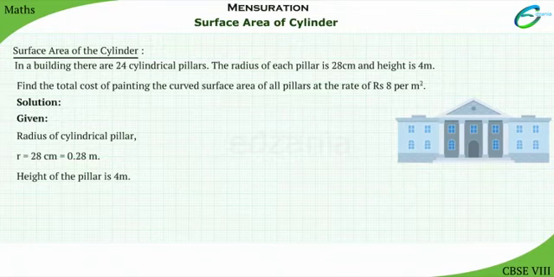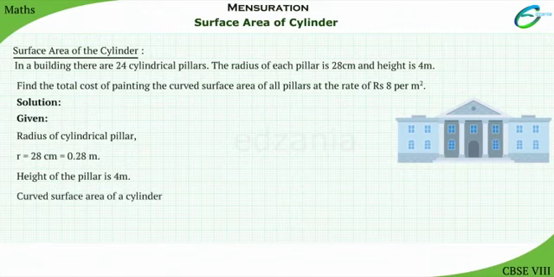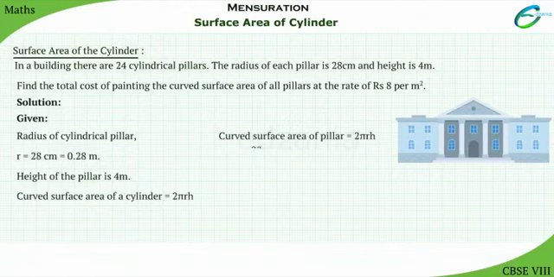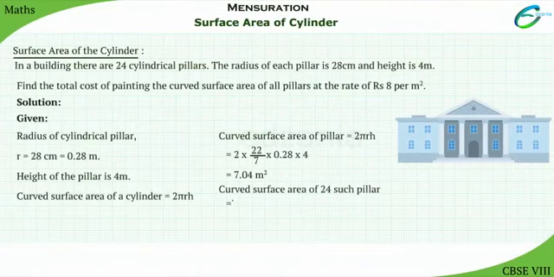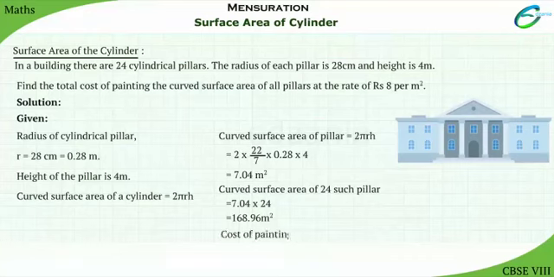We know the formula of the lateral surface area of the cylinder, that is, the curved surface area of the cylinder is 2 pi rh. By solving this, we get 7.04 meters square. Since there are 24 pillars, let us multiply 7.04 by 24, which is equal to 168.96 meters square. We know the cost of painting an area of 1 meter square is rupees 8.